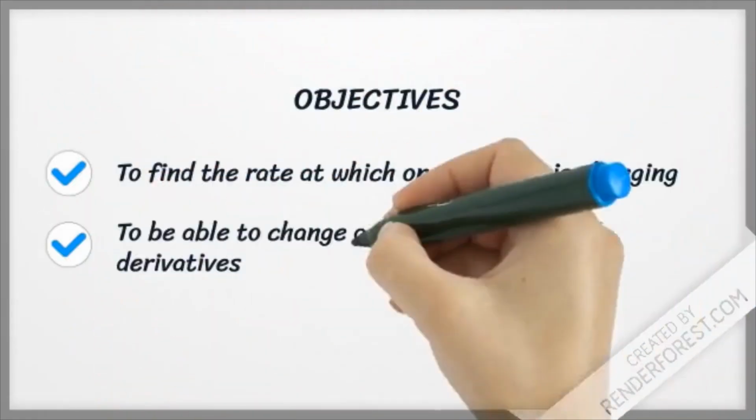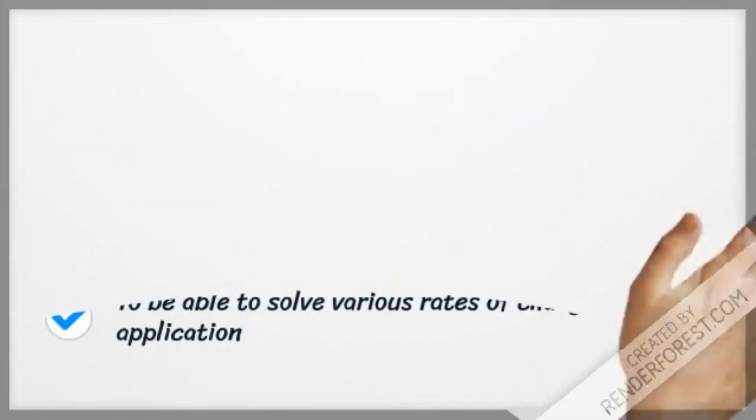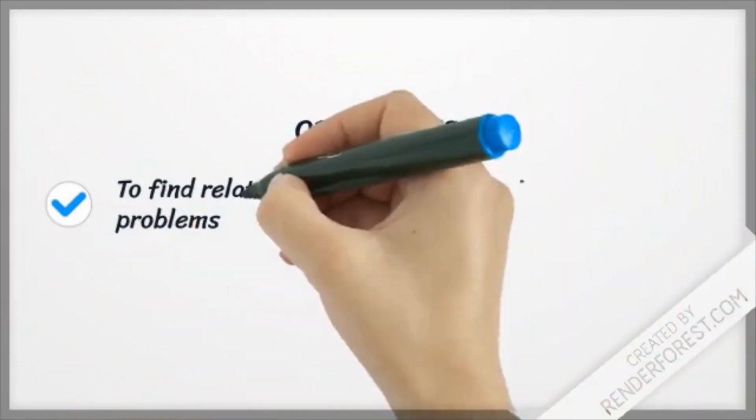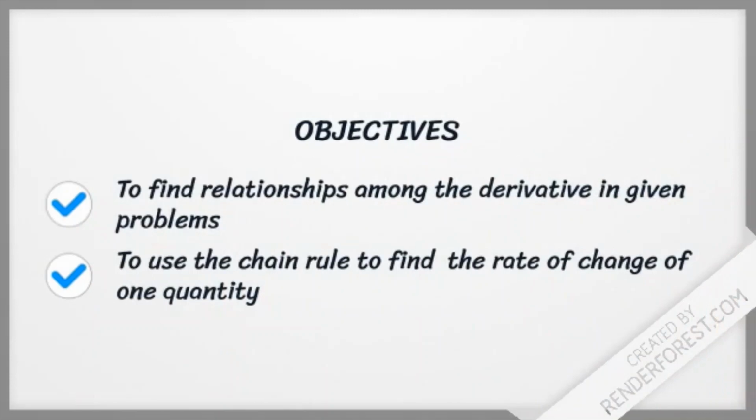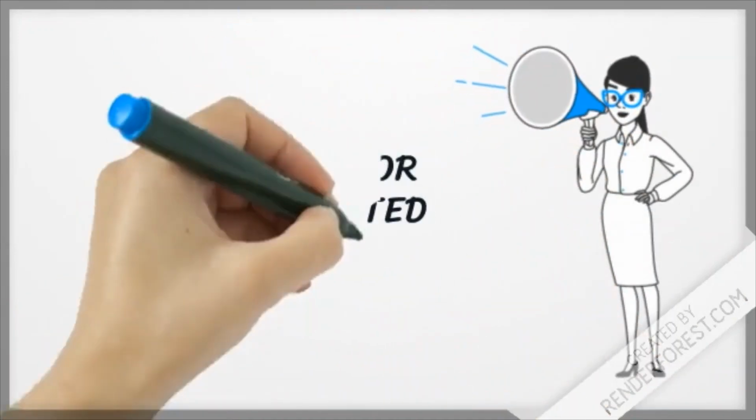Next, the objectives are to find the rate at which one quantity is changing. Secondly, to be able to change quantities in terms of derivative. Thirdly, to be able to solve various rates of change applications. Then, to find relationships among the derivatives in given problems. And lastly, to use the chain rule to find the rate of change of one quantity. So, the next thing that we are going to discuss is the strategies for solving related rates.